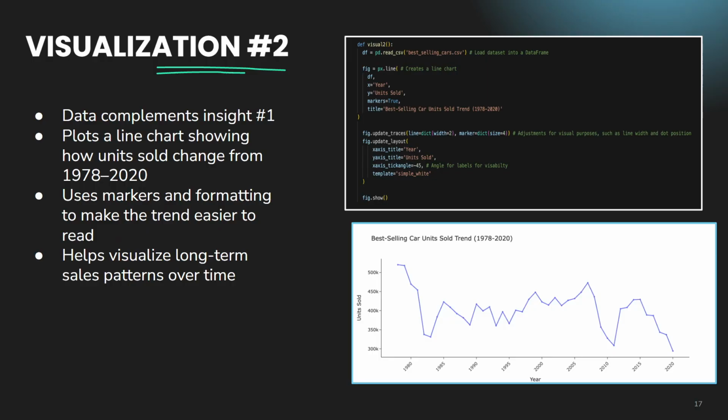For visualization number 2, this goes hand in hand with Insight 1, and this plots a line chart showing how units sold changes from 1978 to 2020. We used markers and formatting to make this trend easier to read, and this basically shows the sales pattern over time. We use a line chart here, we marked the X and Y axes, and where it says update traces, this adjusts our lines and widths for more aesthetic purposes. At the bottom, we had to tilt the years to around 45 degrees for more visibility. Here we can see a trend in cars going up or down, and this can be complemented with other data.